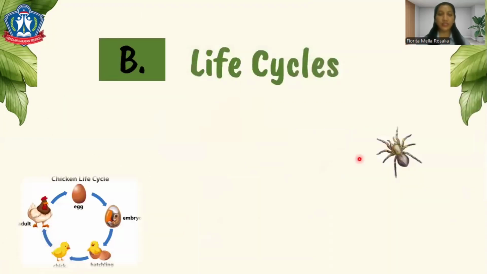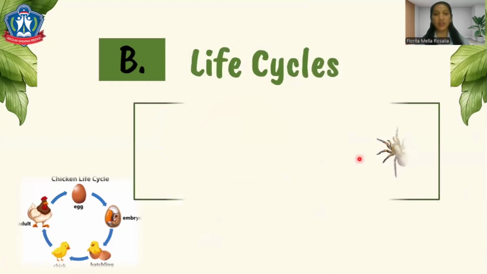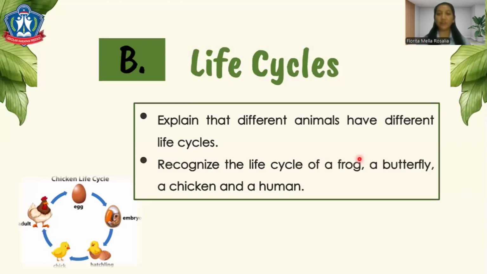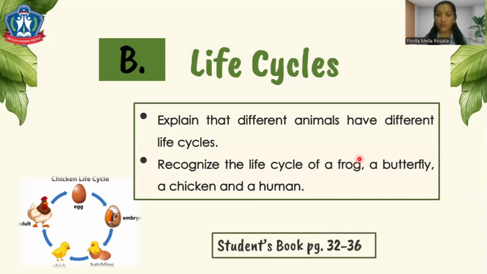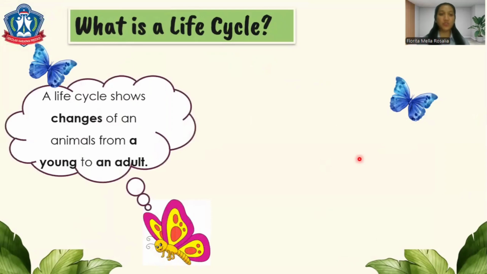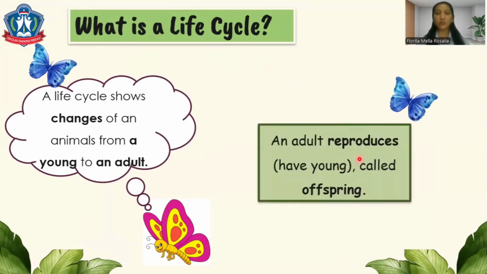Now let's continue to the second part, life cycles. In this lesson, you are going to explain that different animals have different life cycles and recognize the life cycle of a frog, a butterfly, a chicken, and a human. You can open the student's book, page 32 until 36. What is a life cycle? A life cycle shows changes of an animal from young to adult. An adult reproduces or has young, which we also call offspring.